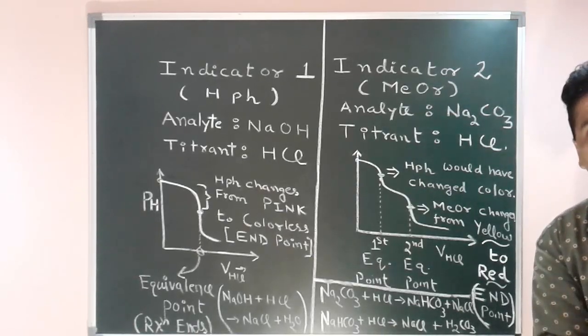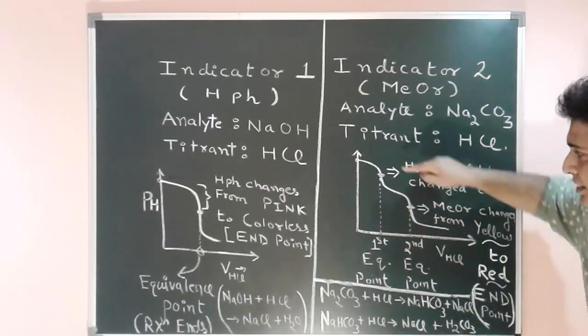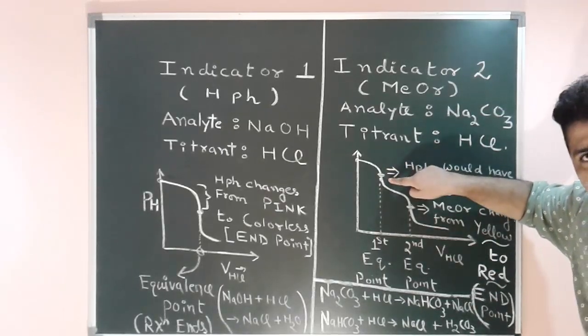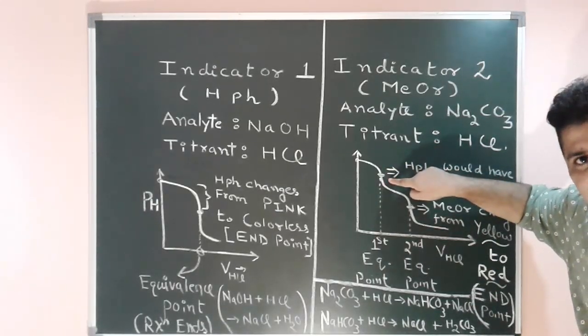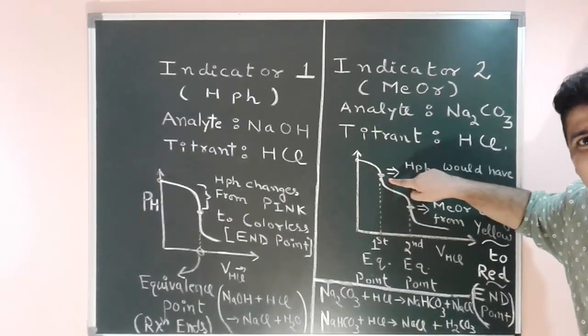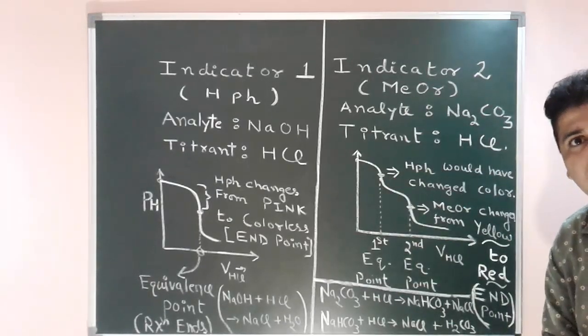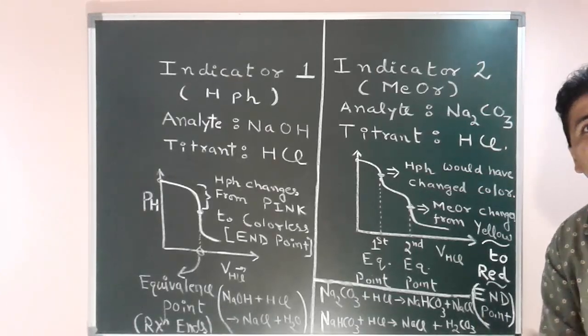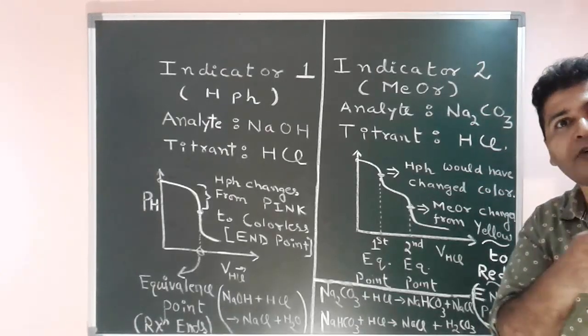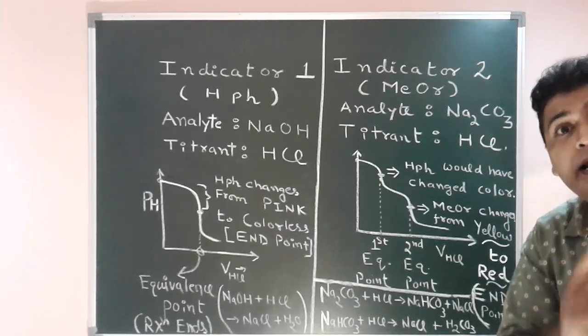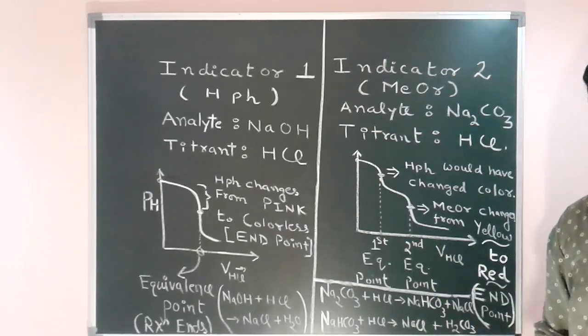When this reaction gets over, this first abrupt change happens. This is called the first equivalence point. It indicates that the first reaction is over. Which is the first reaction? The conversion of Na2CO3 into NaHCO3.